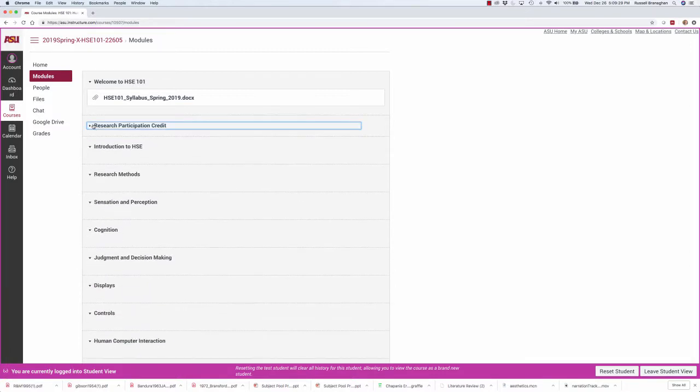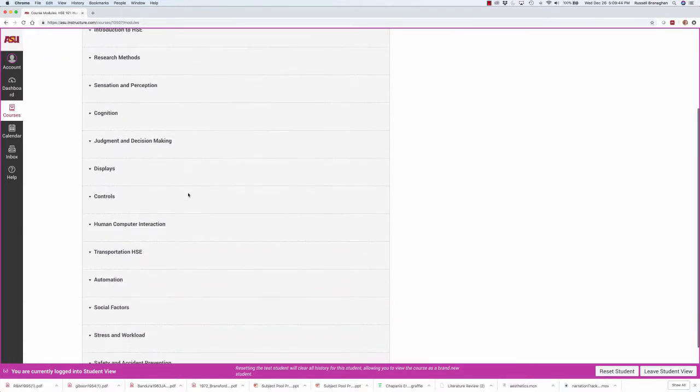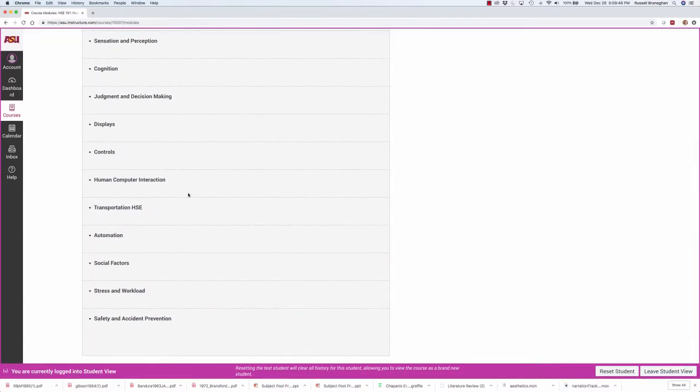So that should be an overview, anyway, of what we'll be doing. In Canvas, as you can see, these additional modules represent mostly a week. So Introduction to Human Systems Engineering will be more or less our first week, Research Methods our second, and so forth. And we'll just go down this whole list and cover this information all the way till we get towards the end, Safety and Accident Prevention.